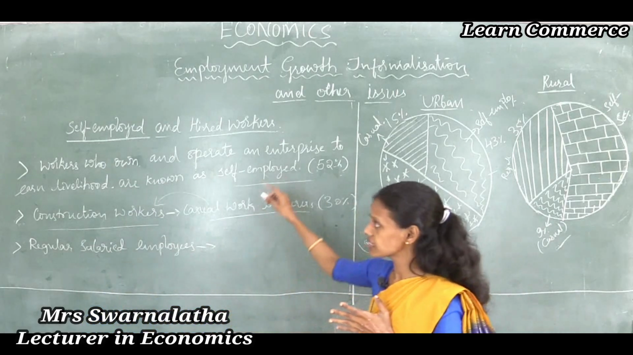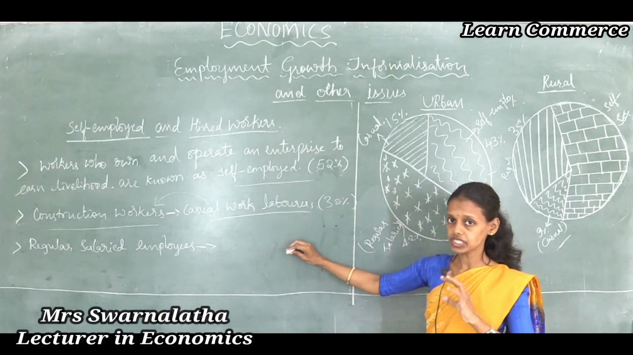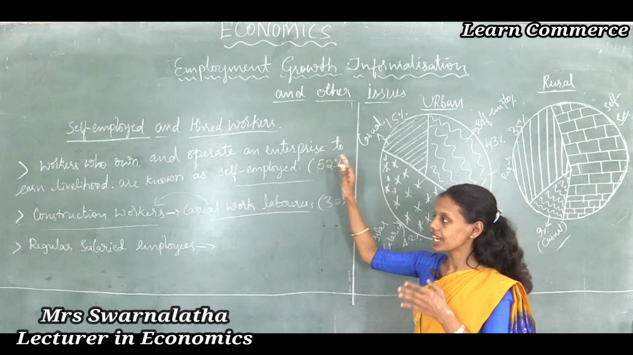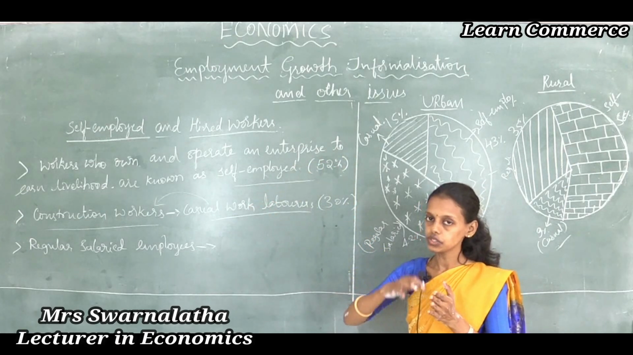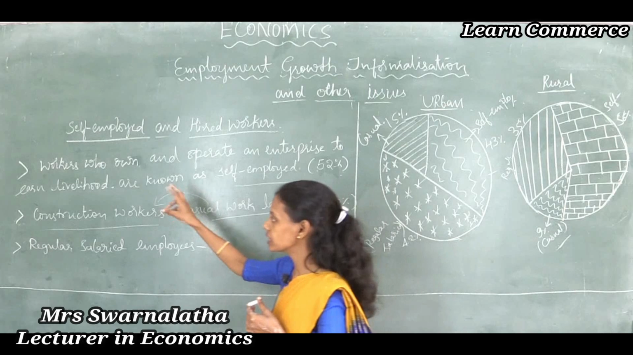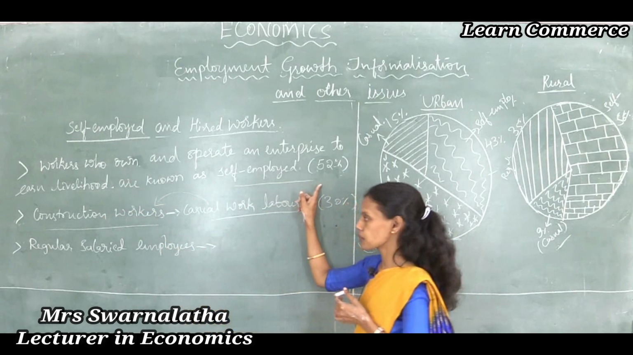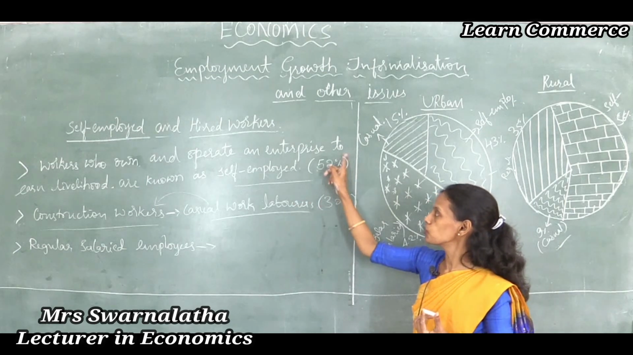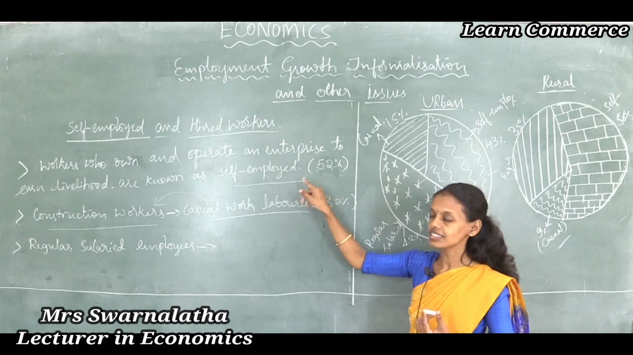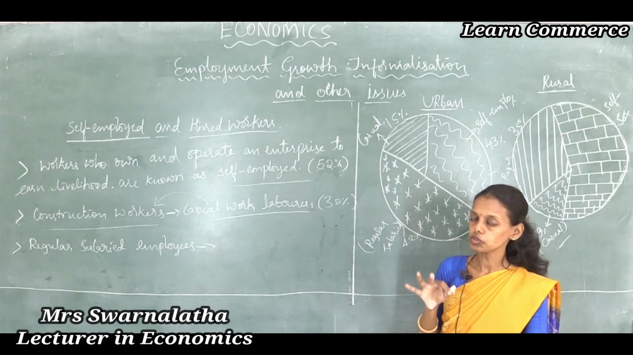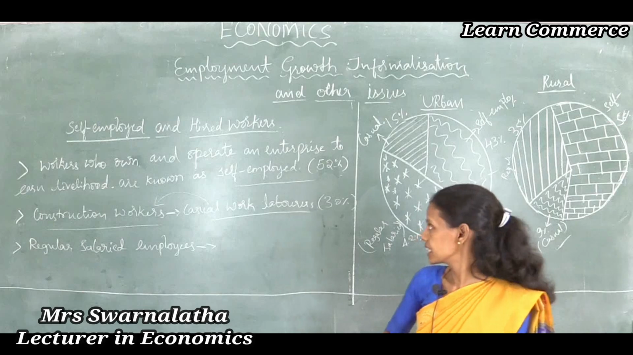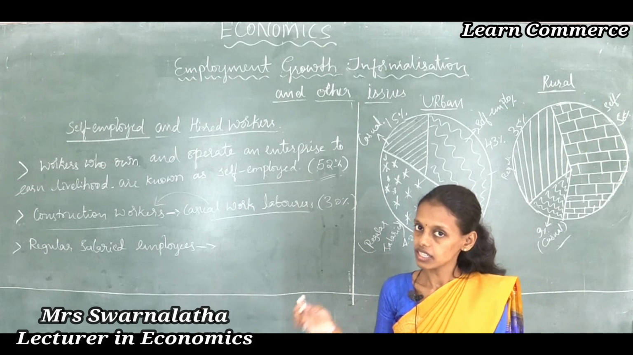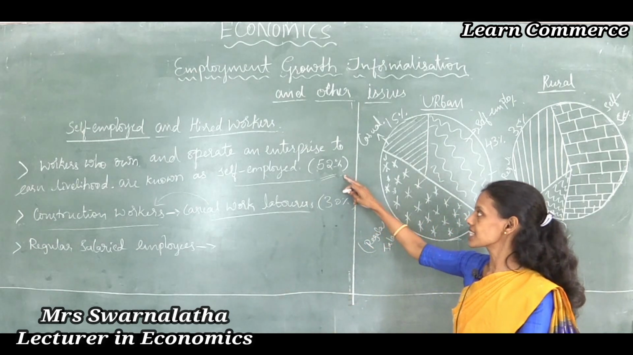So these are the three kinds of workers we can see. One, the workers who own and operate an enterprise to earn their livelihood are known as self-employed. They engage themselves to earn money. 52% of people in India are self-employed. Within 100 people, 52 engage themselves and earn their livelihood, so they are considered self-employed.